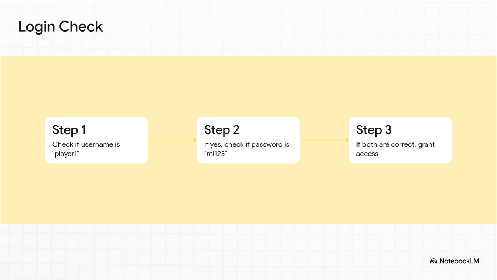First, the code checks your username. If, and only if that's correct, does it even bother to check the password. It's like the first door has to open before you can get to the second. And if they both check out, you're in. This is pretty much how Roblox and tons of other platforms keep your account safe.